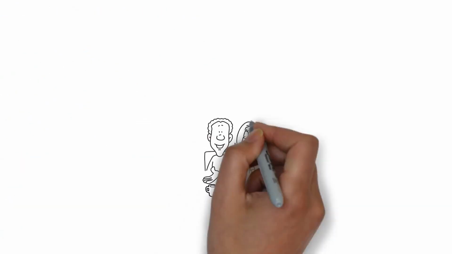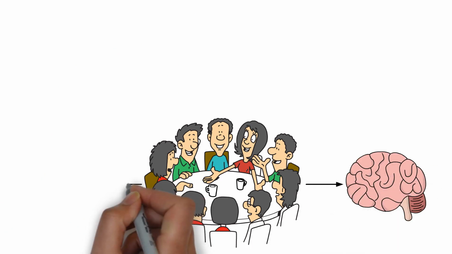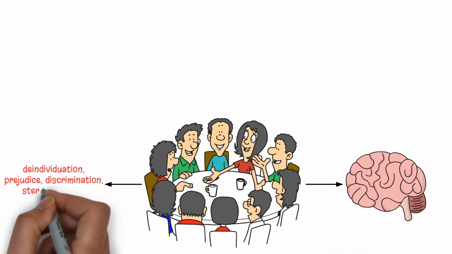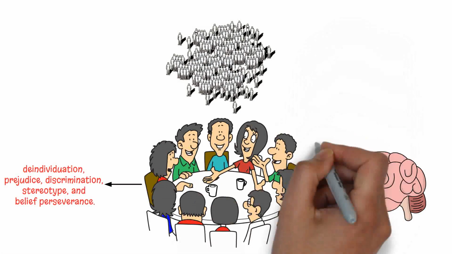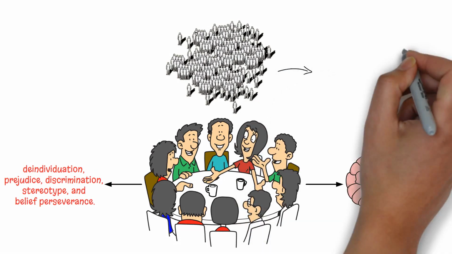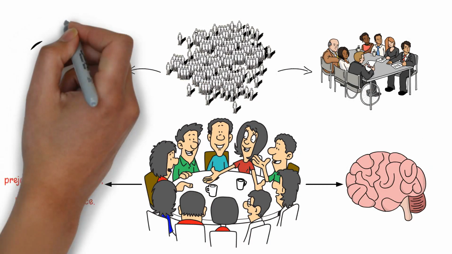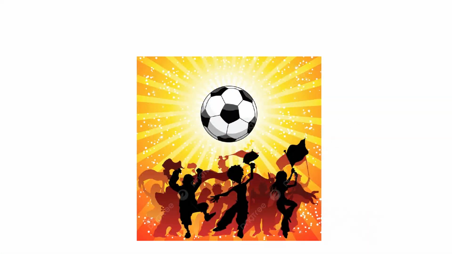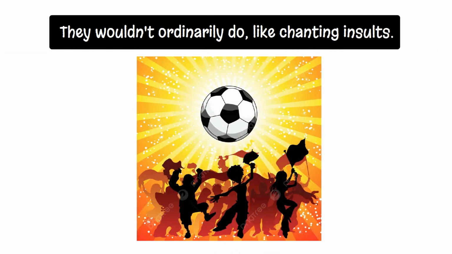just to fit in. When we think about social relations, several subtopics come to mind, including de-individuation, prejudice, discrimination, stereotype, and belief perseverance. De-individuation refers to a loss of self-awareness in groups, which can lead to behavior that is uncharacteristic of the individual. Picture a crowd at a football game where fans get swept up in the collective excitement and may end up doing things they wouldn't ordinarily do, like chanting insults.